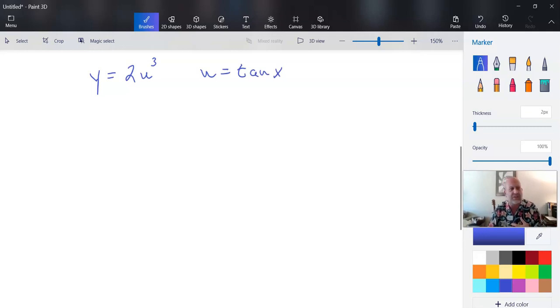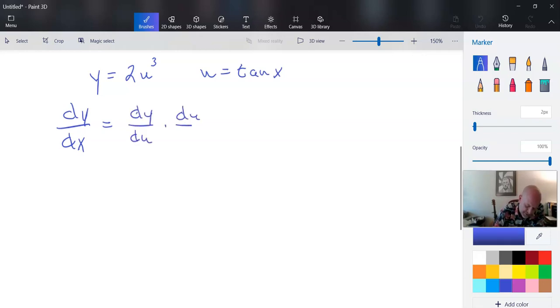We know the derivative of tangent. We can take derivatives and all this stuff. See if you can use the chain rule to come up with dy dx. Okay, so I'm going to assume you've paused it at this point. So we need a dy du, and we need a du dx. Those are the two things we need. And so basically this is y prime and u prime that we're looking at.